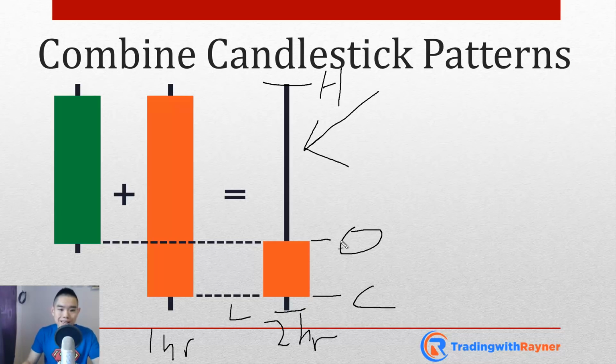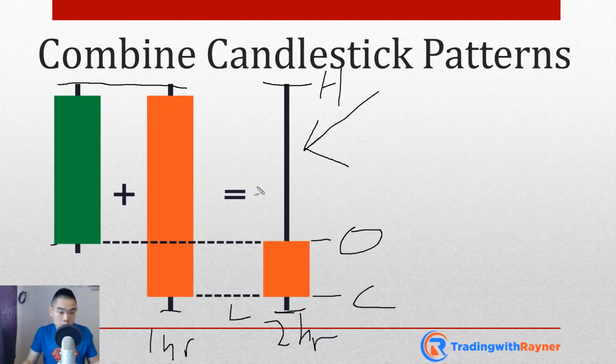So where did we get the open from? We get the open from the first candle, because this is the first hour of the 2 hours. So this is why we have the open over here. Now, where is the high? The high is simply the highest point between these two candles. In this case, the highs between these two candles are pretty much the same. What about the lows? The low is essentially the lowest point between these two 1 hour candles, and the low is actually this over here.